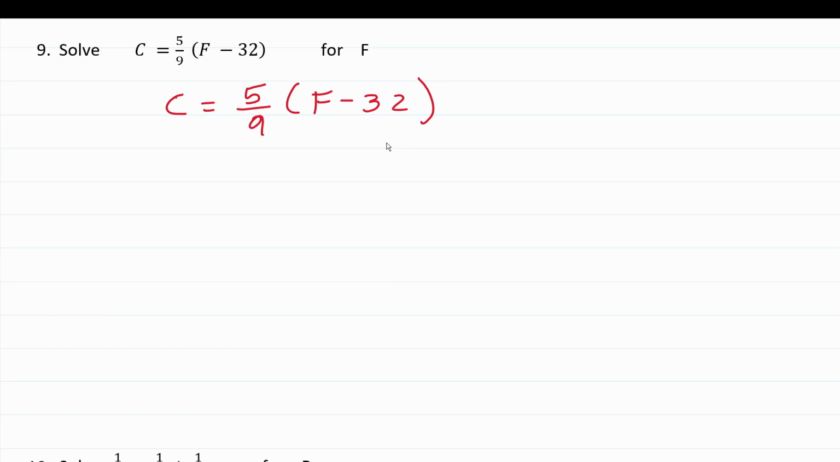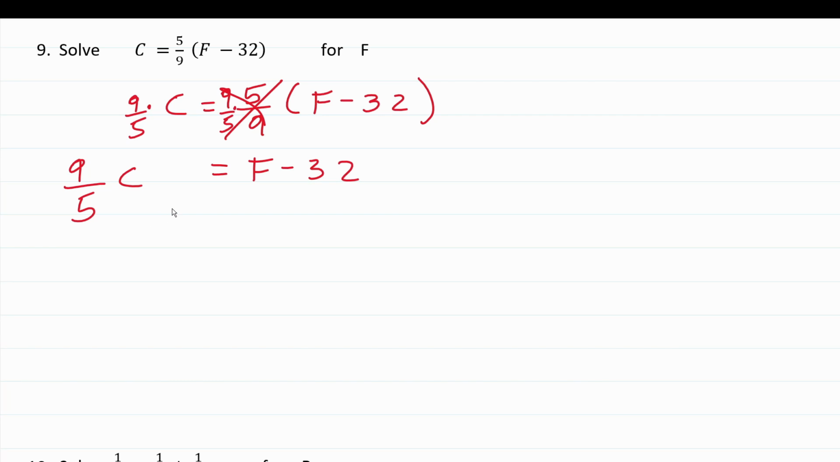All right, so the very first thing I want to do is get rid of this 5/9 from this side. And in order to get rid of this fraction, I'm going to multiply it by its reciprocal. Again, a reciprocal is just a flip-flop of the fraction. So if I were to flip-flop this, this would become 9 over 5. And I'm going to do that to both sides. This crosses out here, leaving you with just f minus 32 over here. And this becomes 9 over 5 times c.